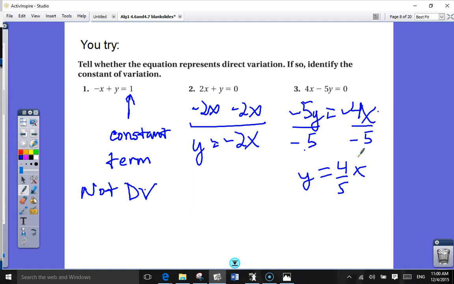Right, so the first one's not, because you could solve for y, but you could see there's going to be a b that's not 0. These are going to be direct variations. In order to know the k, though, you need to solve for y. Subtract 2x. Y equals negative 2x. What is k? Negative 2, right? So you're not done until you say k equals negative 2.